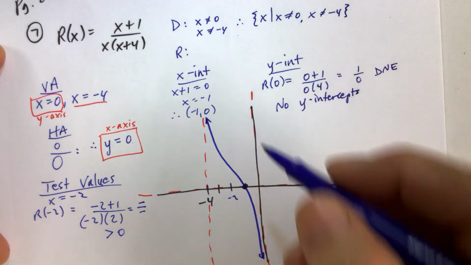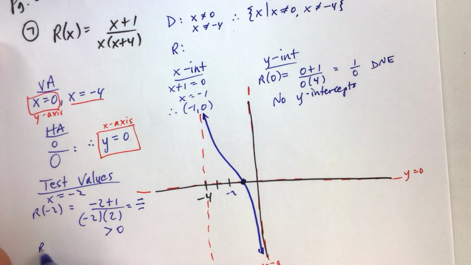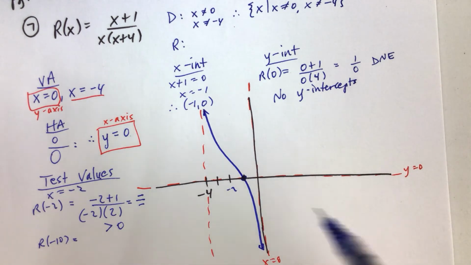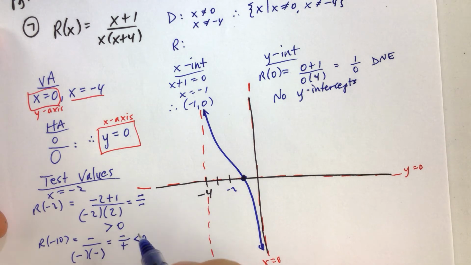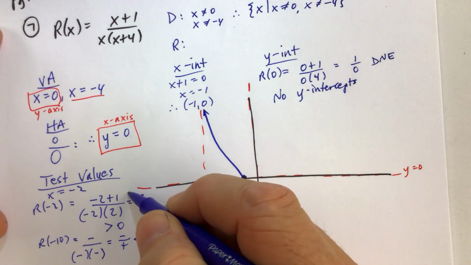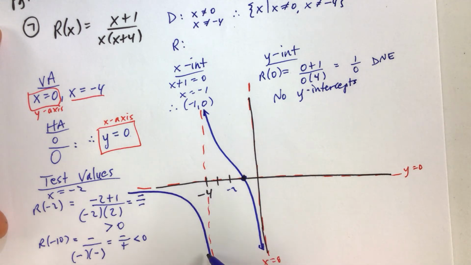Now let's say we test a value like negative 10. Again, all we really care about is the sign. So if x is negative 10, the numerator is going to be negative. Both factors in the denominator are going to be negative, so the denominator is positive. So we have negative divided by a positive, which is less than 0. So r of negative 10 is less than 0, which means the graph of the function is below the x-axis. And you have to get from asymptote to asymptote.